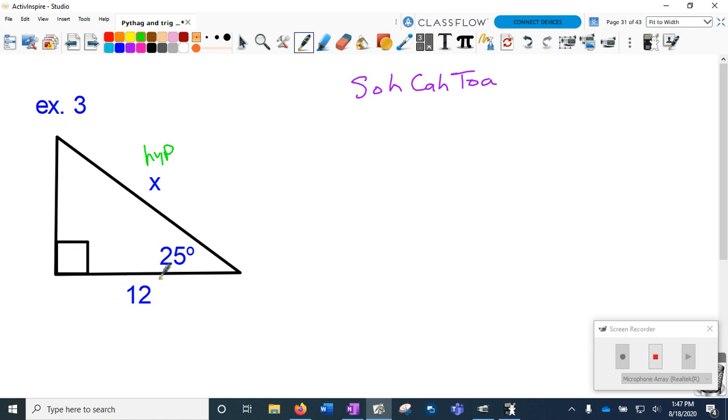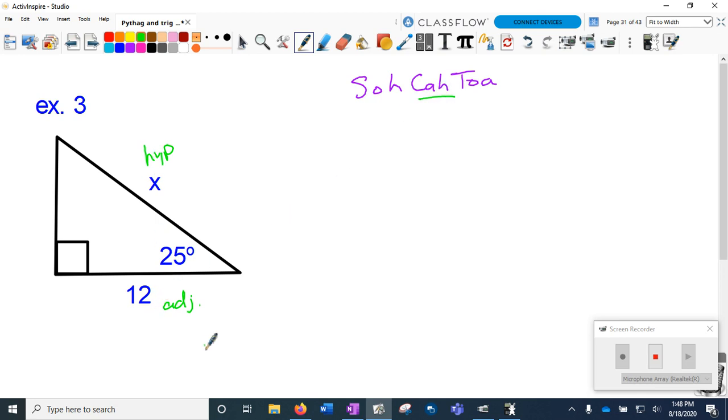And what will we call the 12 then? Since it's next to it, we would call it the adjacent. Okay? All right, so let's look at our labels. We have labeled the hypotenuse. We have labeled the adjacent. They want the hypotenuse, and they gave us the adjacent, and they gave us this angle. This was the angle that was important to them, and so that's what we're going to base our decision off of. Okay? Which part of our trig magic word uses these two labels?